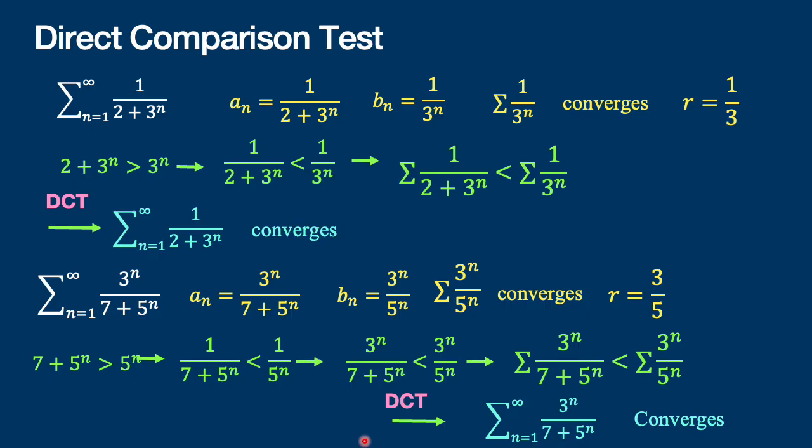So here is the idea of direct comparison. You compare the sequences directly. If the bigger series converges, then the smaller series converges. If the smaller series diverges, then the bigger series diverges. That's the direct comparison test.